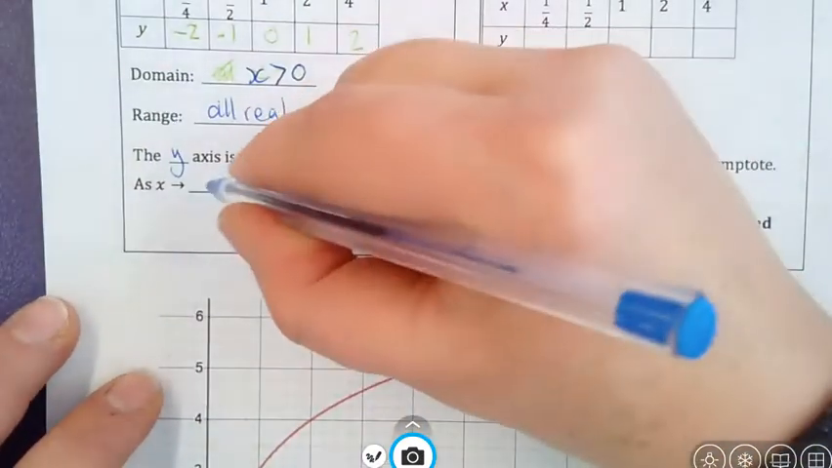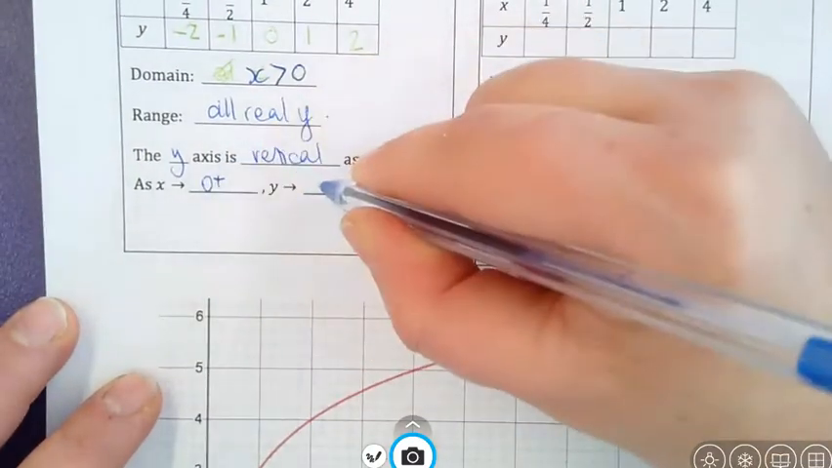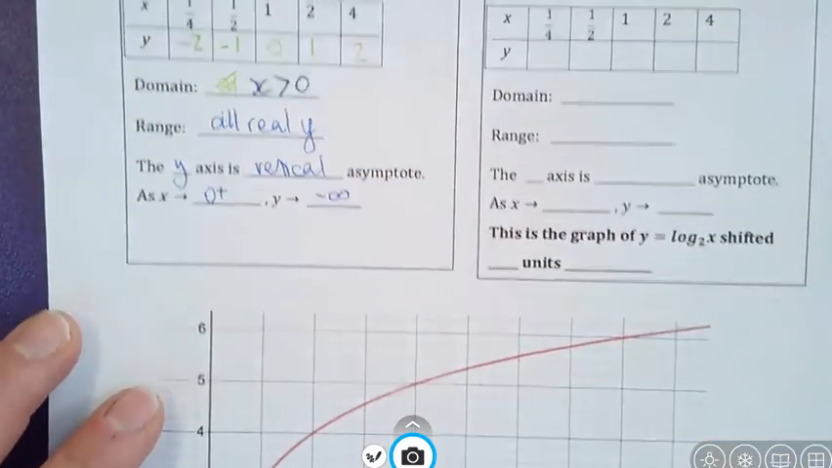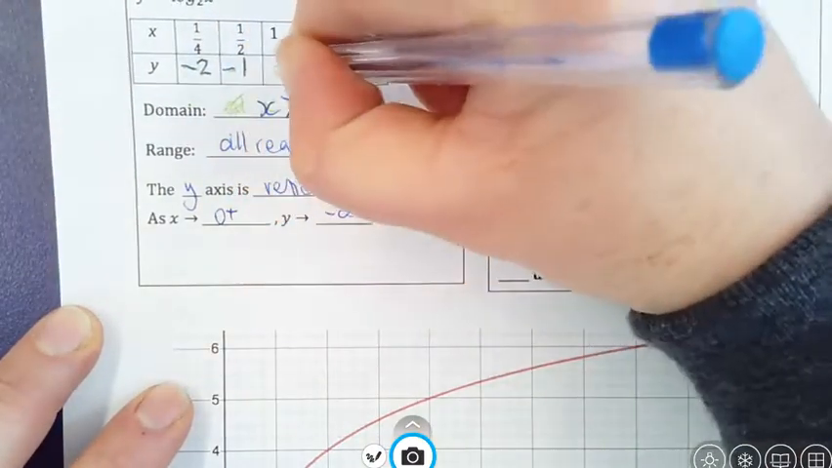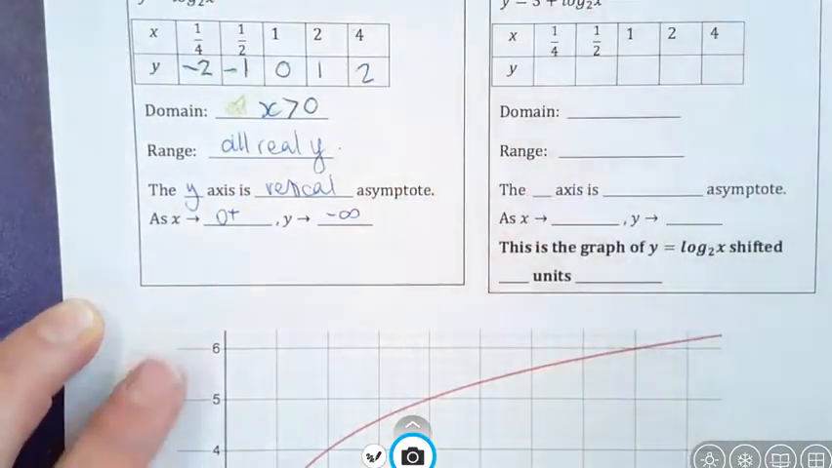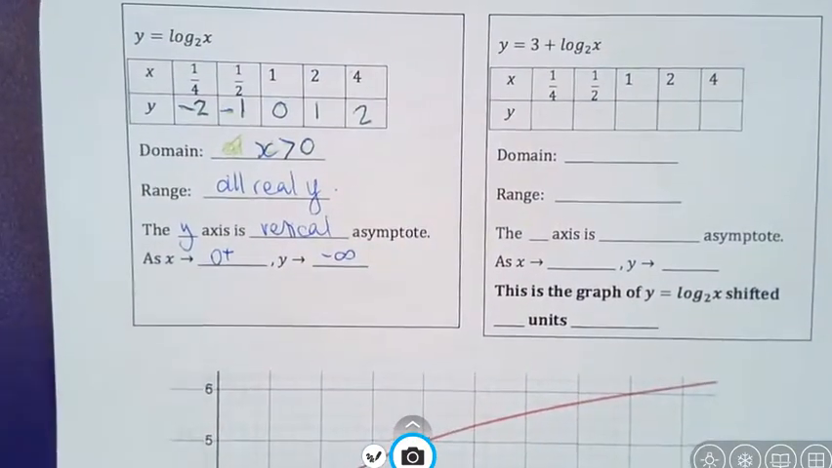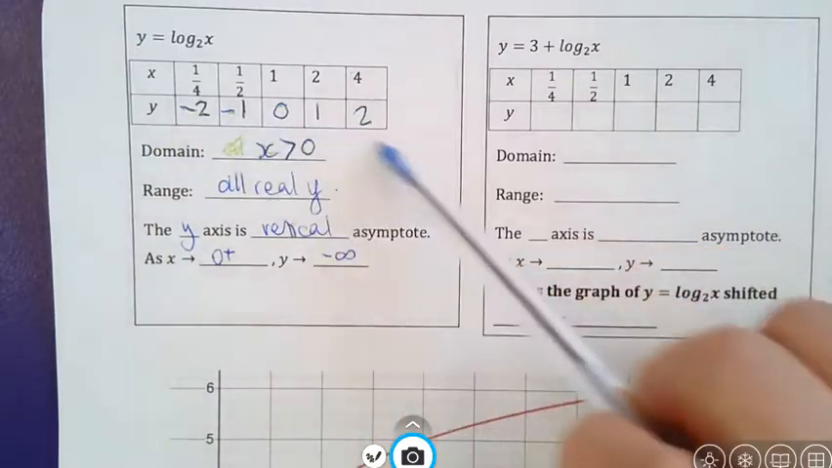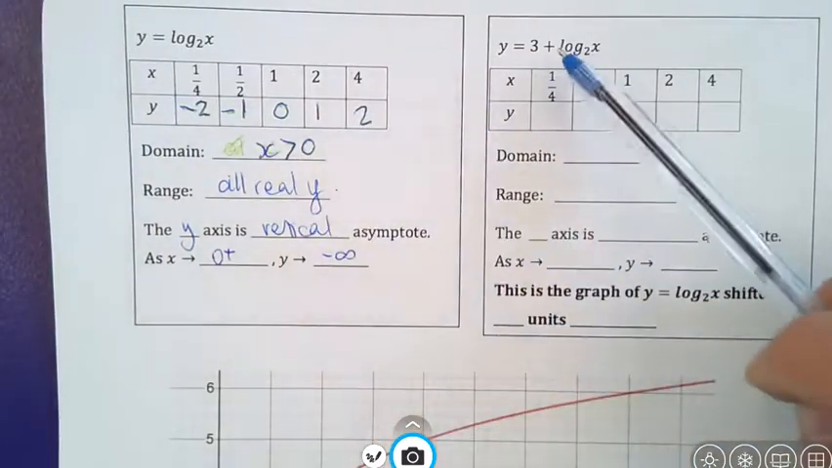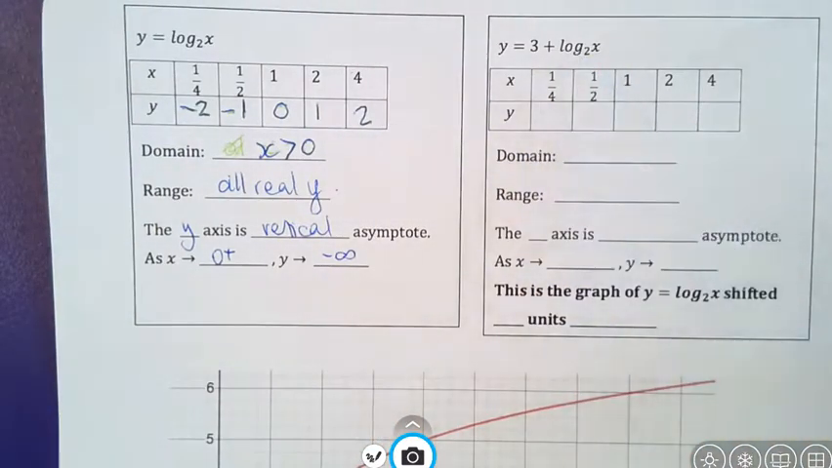And we know that as x approaches 0 from above, y approaches negative infinity. That is our first graph. Y equals log to the base 2 of x. Now, when you want to sketch the next one, or draw up its table of values, all you do is you take these values, and what do you do to them? Add 3. So it's that curve.